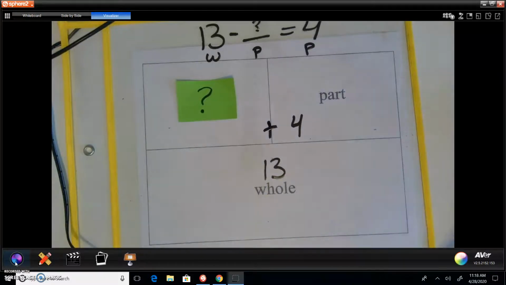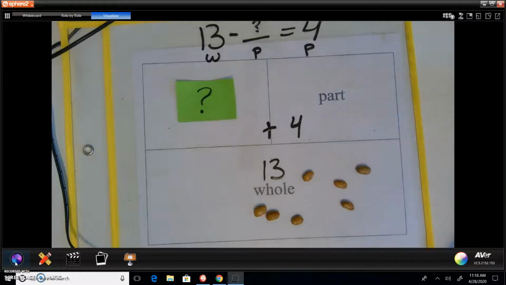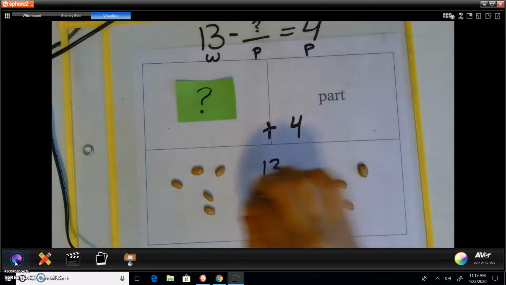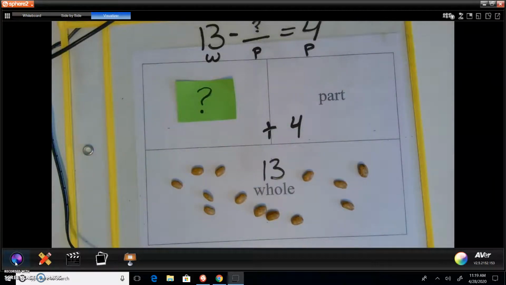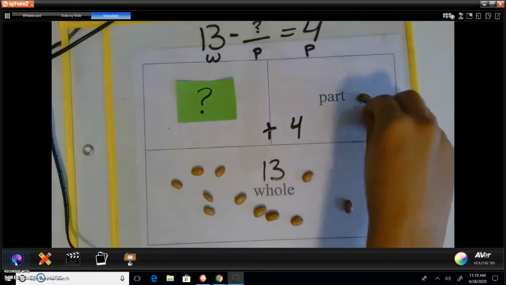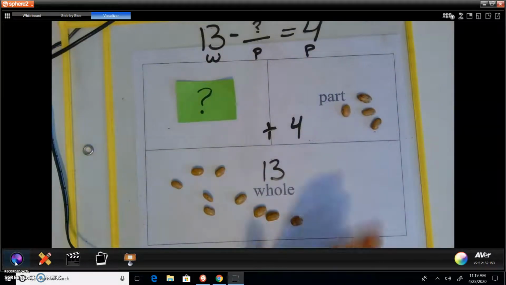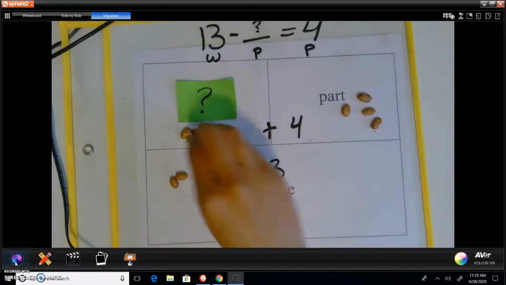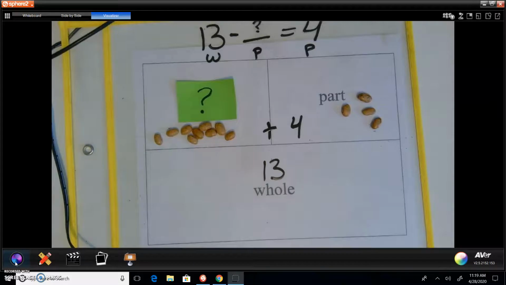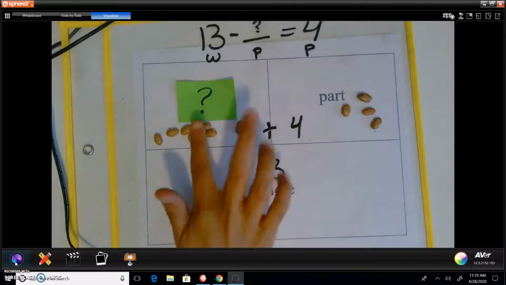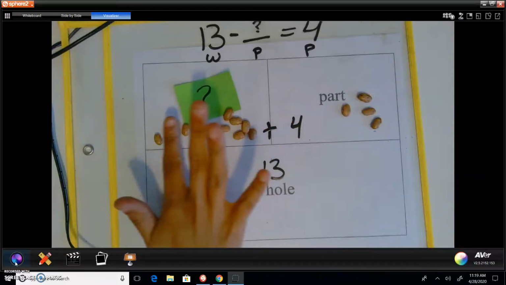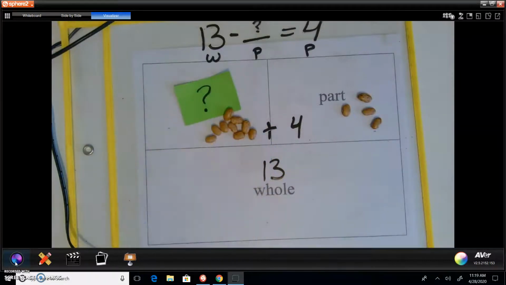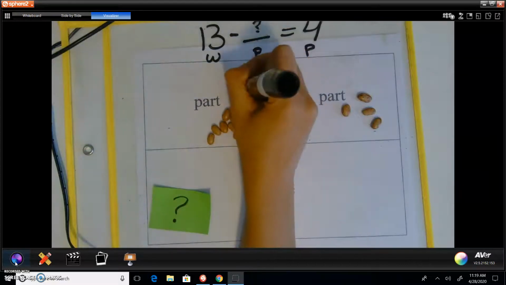Okay, so let's start and do 13 in our whole. 1, 2, 3, 4, 5, 6, 7, 8, 9, 10, 12, 13. Okay, and now we have a part that's 4. So let's move up 4. And whatever we have left over, we're going to move that up to this part. And let's figure out what it is. Let's count. 2, 4, 6, 8, 9. Okay, so we're going to put 9 here.